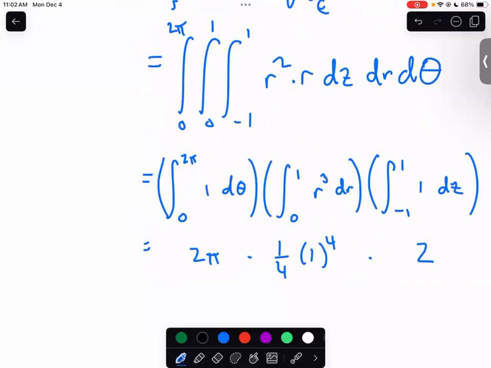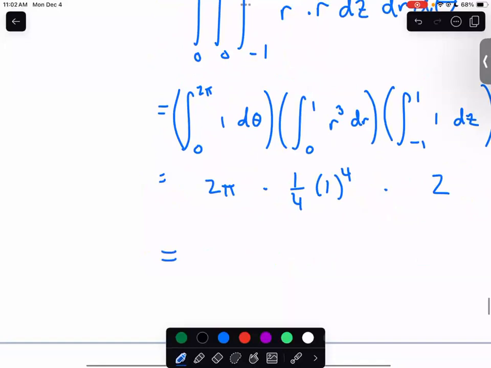And so if I evaluate out my theta integral, the integral of 1 would just be theta. Evaluate that from 0 to 2 pi, I get 2 pi. Likewise, the integral of 1 dz is going to be z, and I need to evaluate that from -1 to 1. So there's just going to be 1 minus a -1, so that's going to be 2. And then finally, when I integrate r cubed, I'm going to have 1/4 r to the 4th, and I need to evaluate that from 0 to 1.